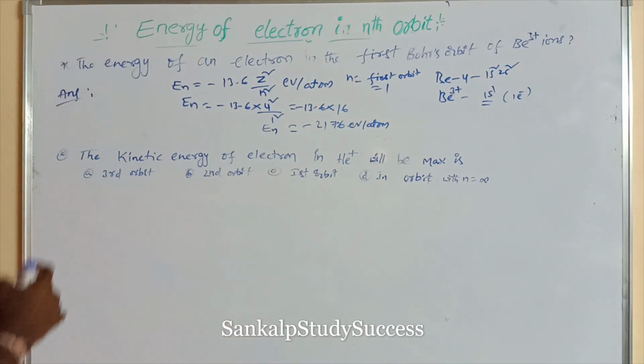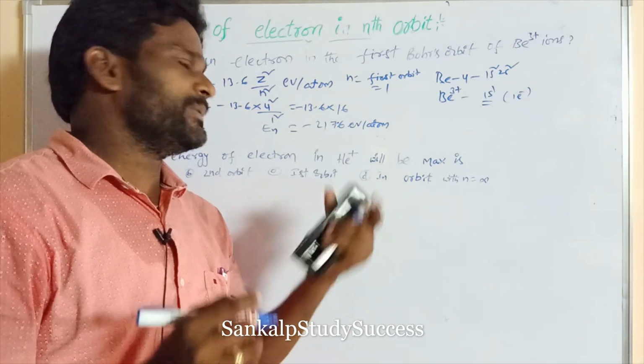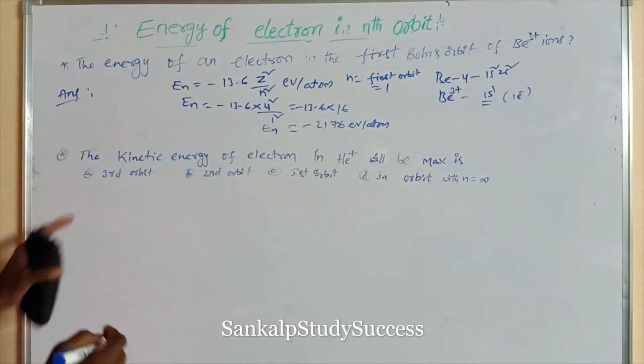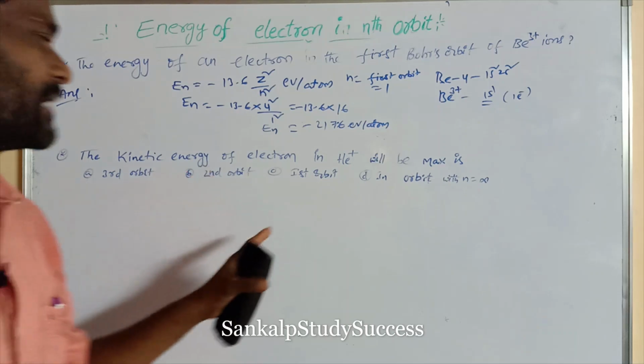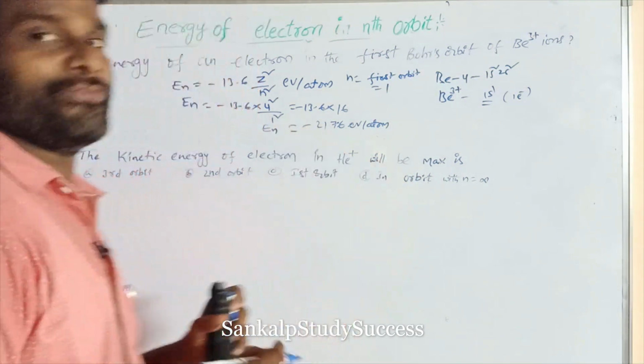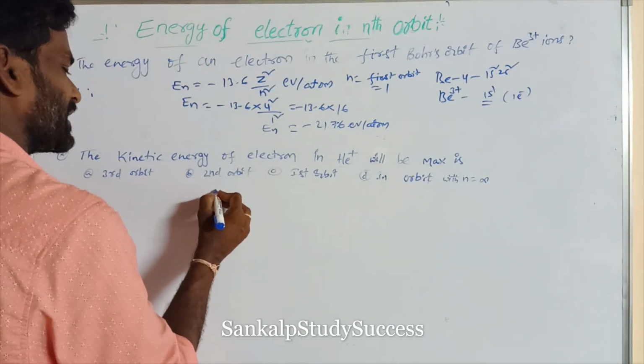Now go to the second sum. The kinetic energy of electron in He plus will be maximum in, right. The options given are: third orbit, second orbit, first orbit, orbit with energy equal to infinity. So what is the formula of kinetic energy?